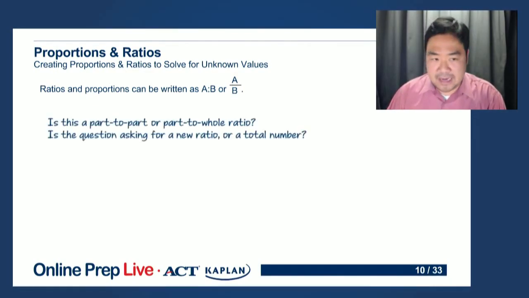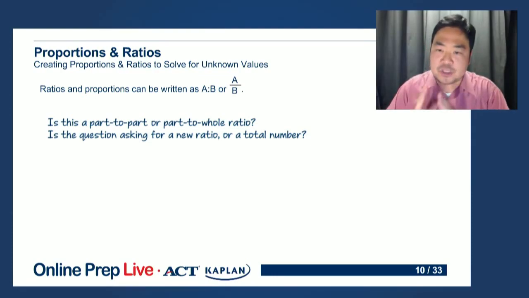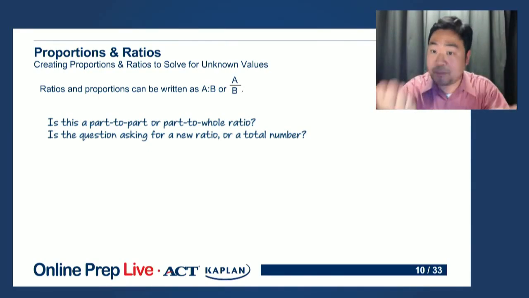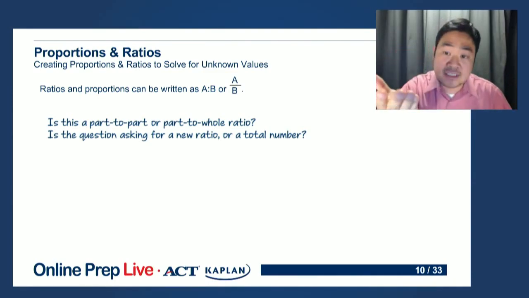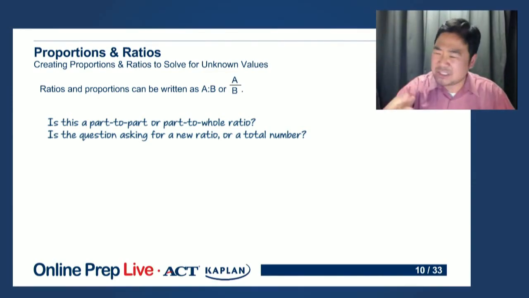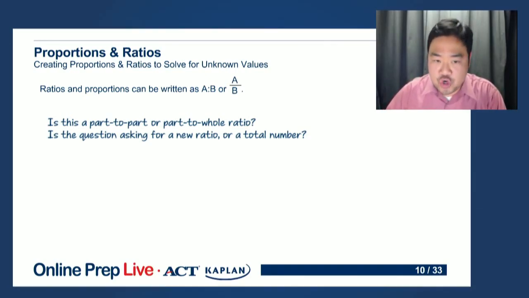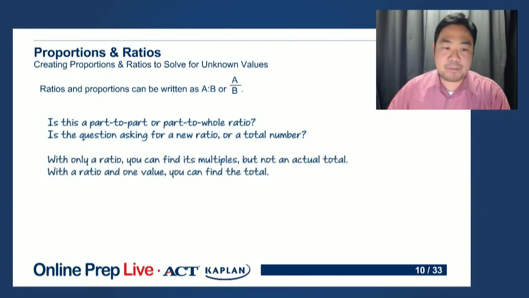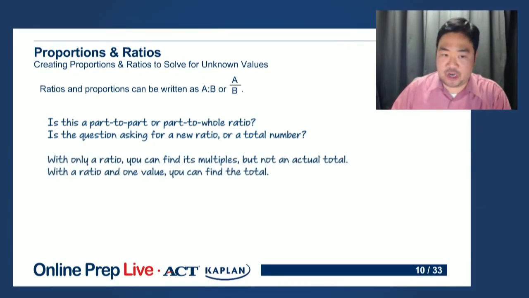And there are two things you always want to ask yourself. One, is this a part-to-part question or a part-to-whole question? For instance, is it asking me to compare dogs and cats? That would be part-to-part. Or is it asking me dogs and all the pets? Notice all the pets is like a total. So is it a part-to-part question or a part-to-whole question? And secondly, is the question asking for a new ratio or is it asking for a total number? If you only have a ratio, you can find its multiples, but not an actual total.